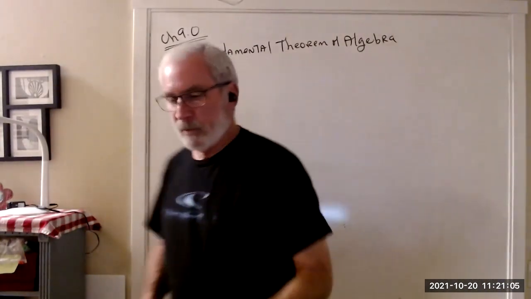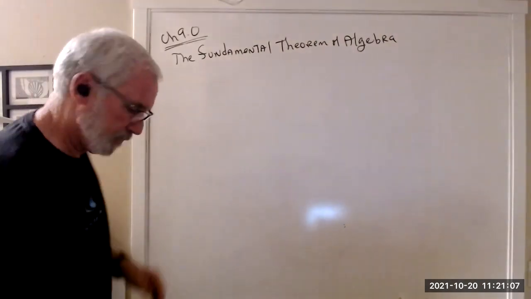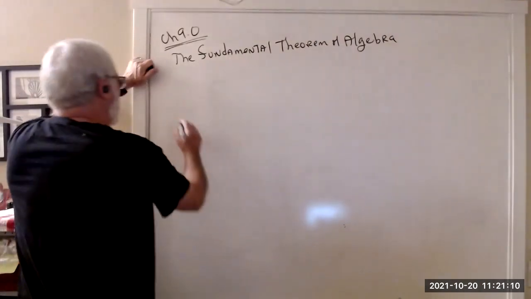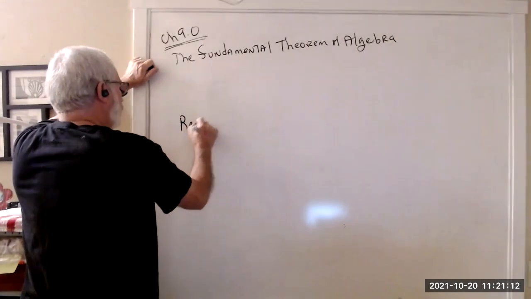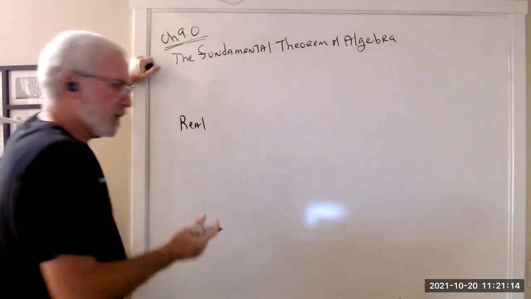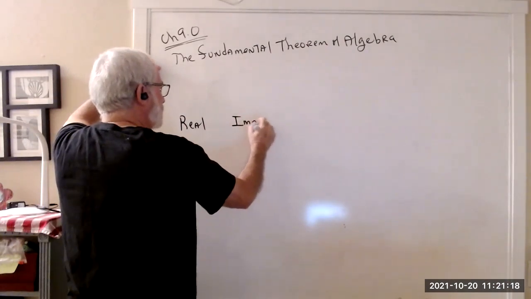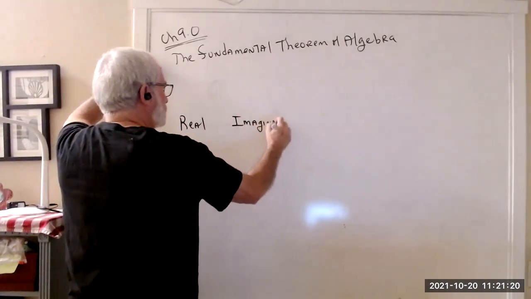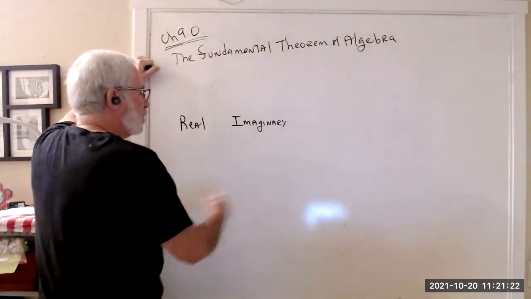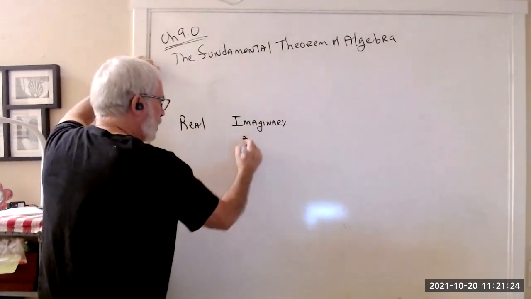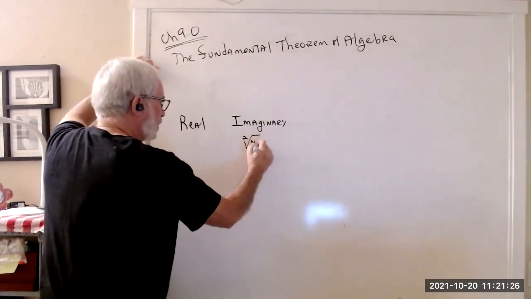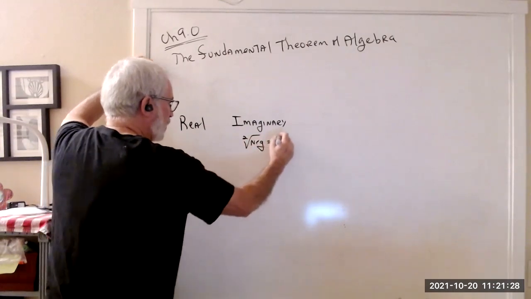Little bit more number theory. We're going to go back. We talked about there are real numbers, and these are numbers on the number line. There are imaginary numbers. This is what, when you have the square root of a negative, that's an imaginary number.